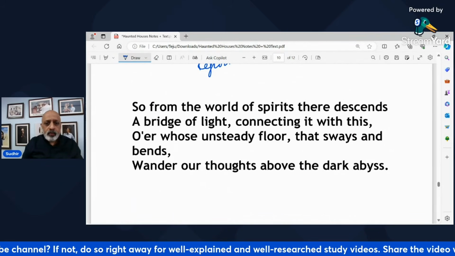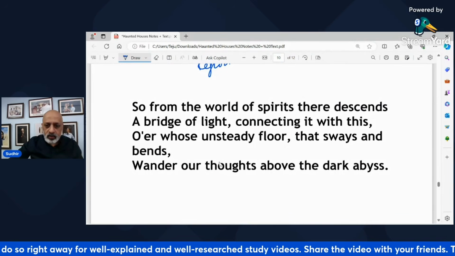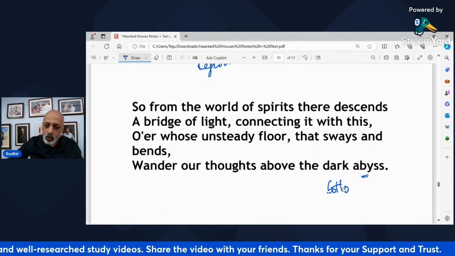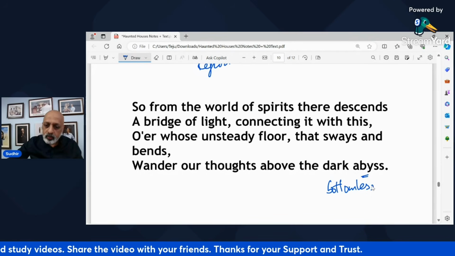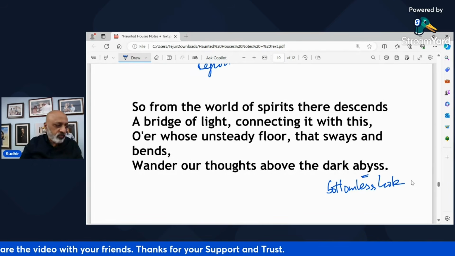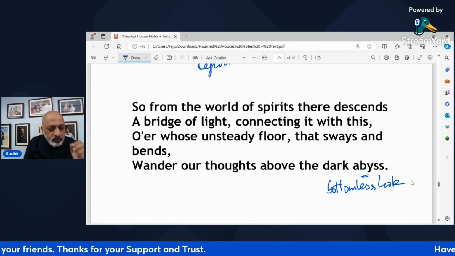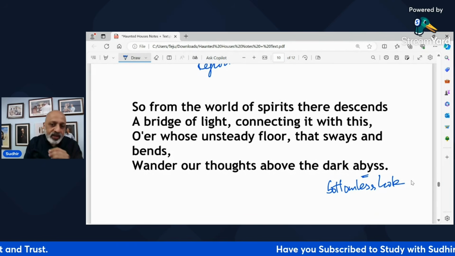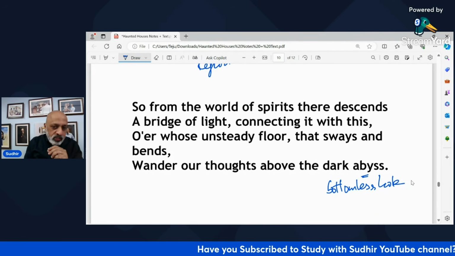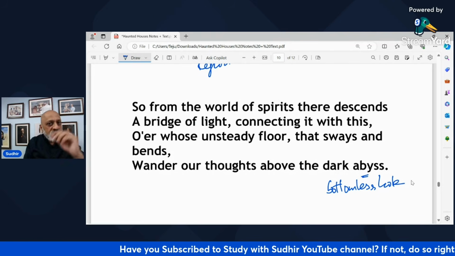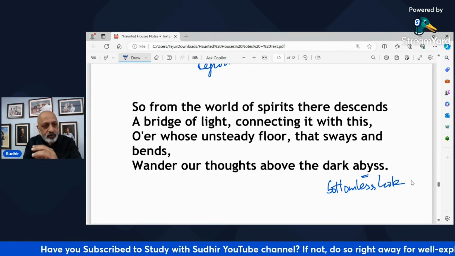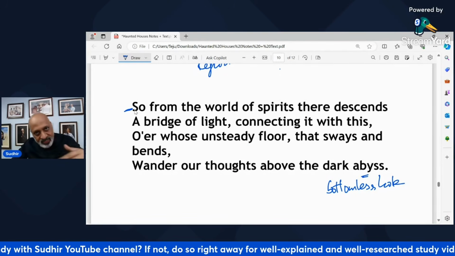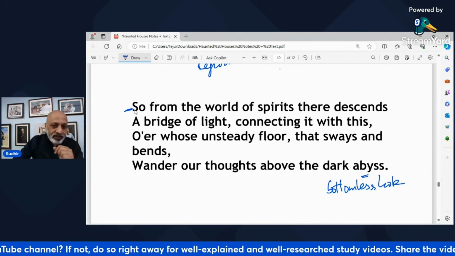So the last stanza, abyss. Abyss means it is a bottomless hole. That's the meaning of this word. So from the world of spirit, there descends a bridge of light connecting it with this. What do the first two lines mean? This line uses the moonlit path as a metaphor. So from there he has connected it. It is kind of connecting it. That's why the use of the dash.